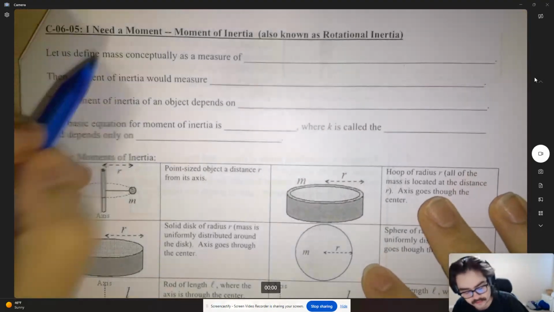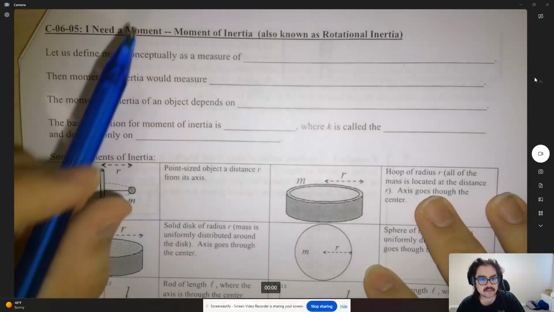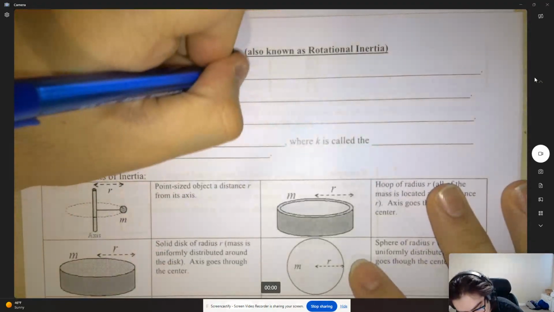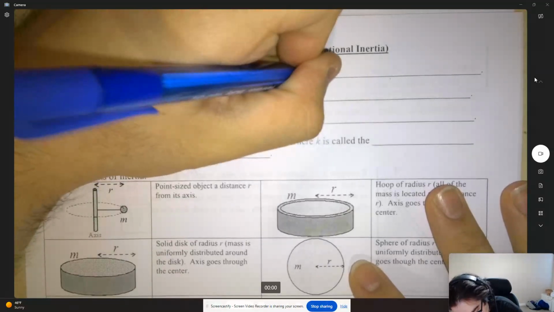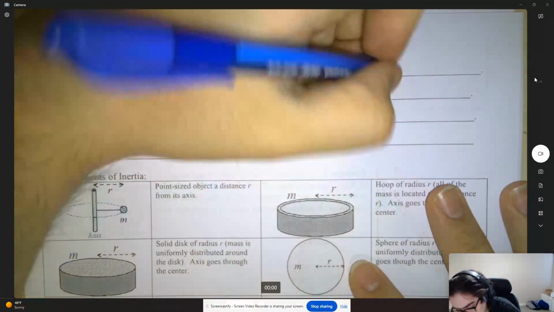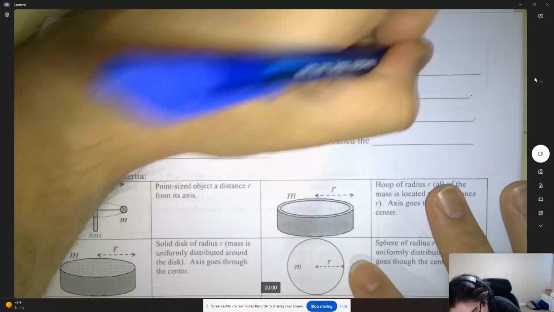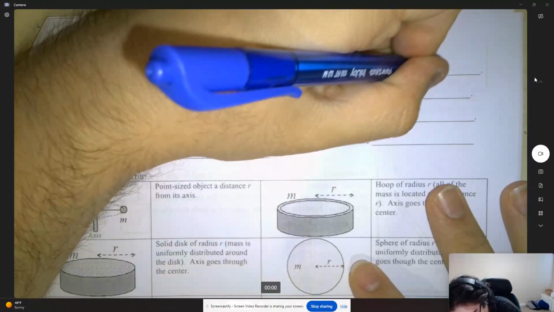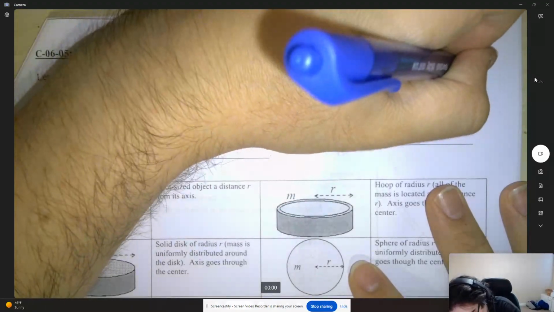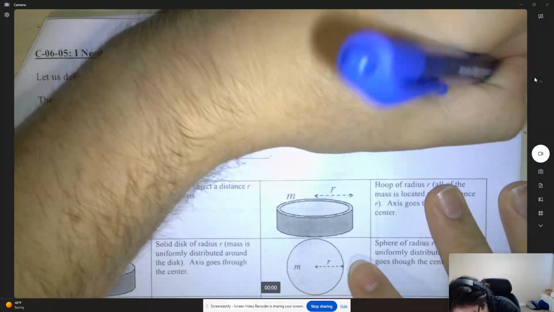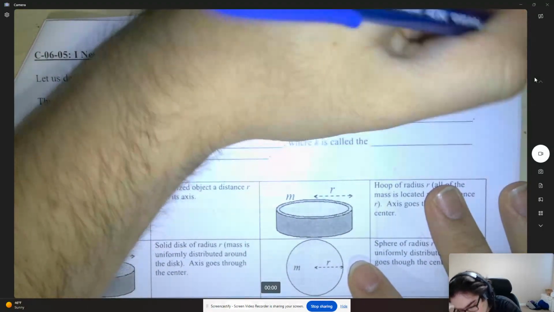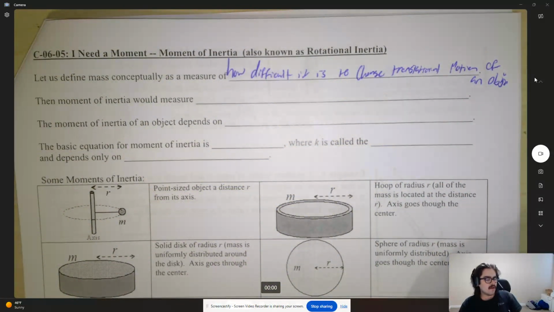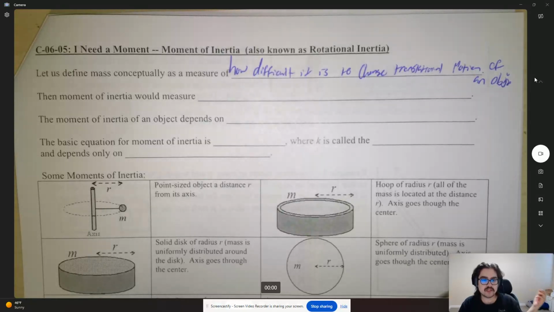Okay, we're going to define mass really quickly, conceptually, as a measure of how difficult it is to change the translational motion of an object. Hey, wait a minute. How difficult is it to change the motion of an object? Don't we have a definition for that already? Oh, that's right. It's inertia. Mass is basically a measure of inertia.